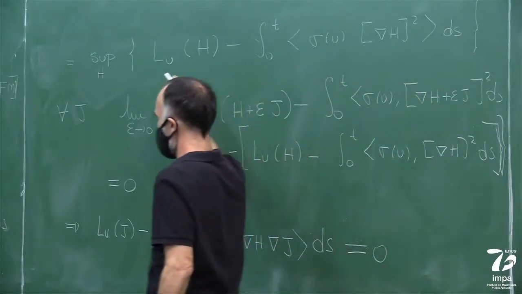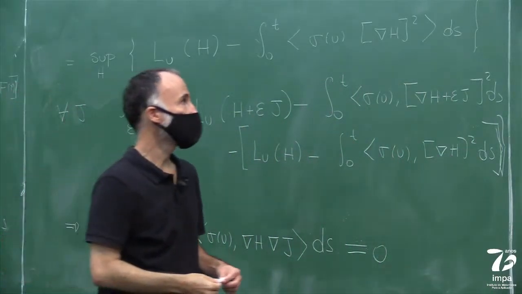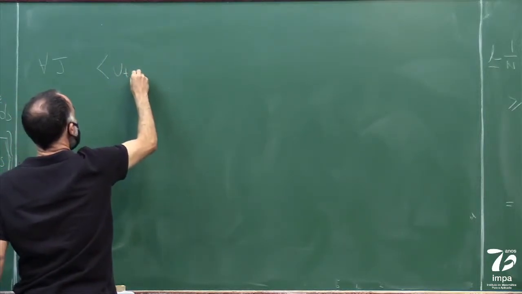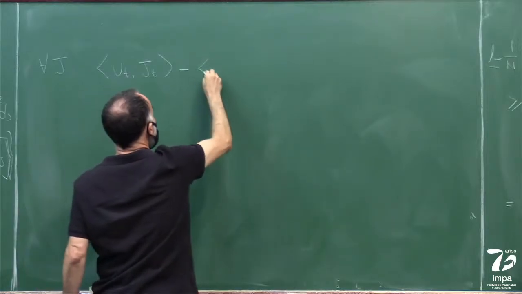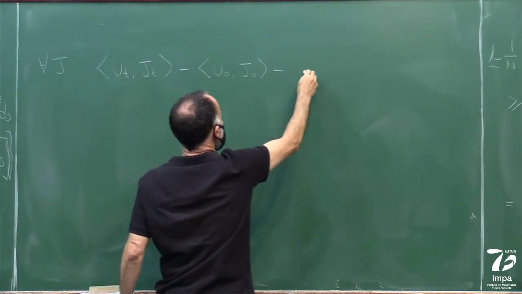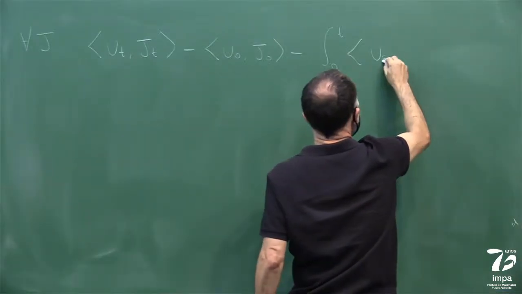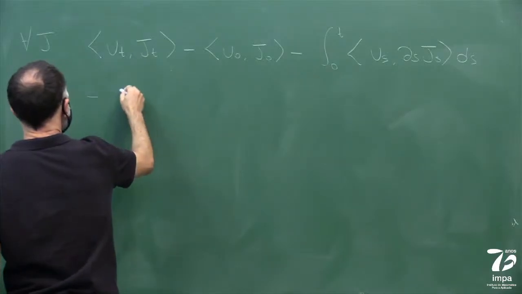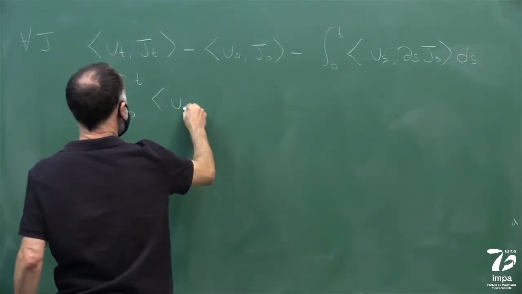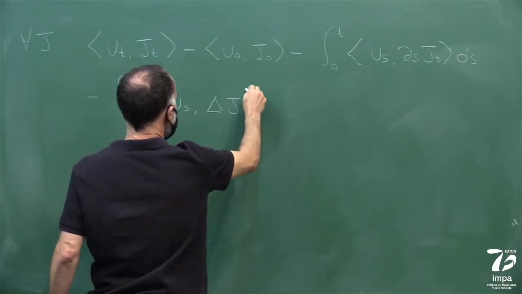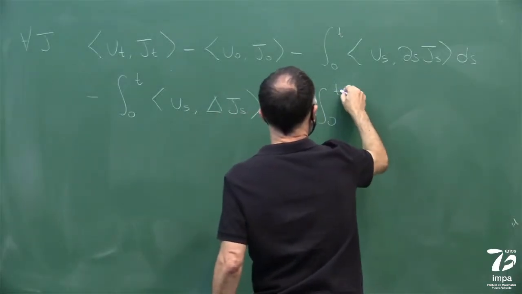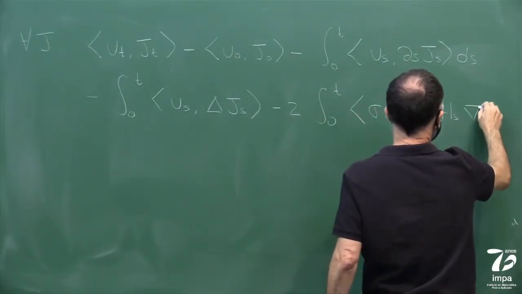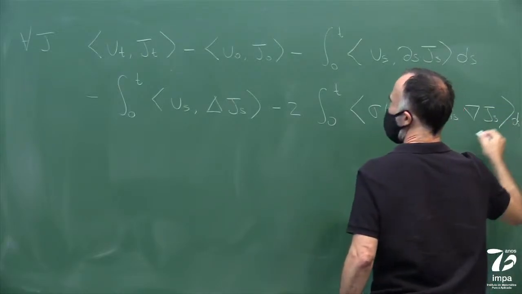Well, let's remind what is L of u. It's written here. This means that for all j, u_t g_t minus u_0 j_0 minus the integral of u_s ∂_s j_s minus the integral of u_s Laplacian of j minus 2 times the integral from 0 to t of σ(u_s) ∇h_s ∇g_s, this is equal to 0.